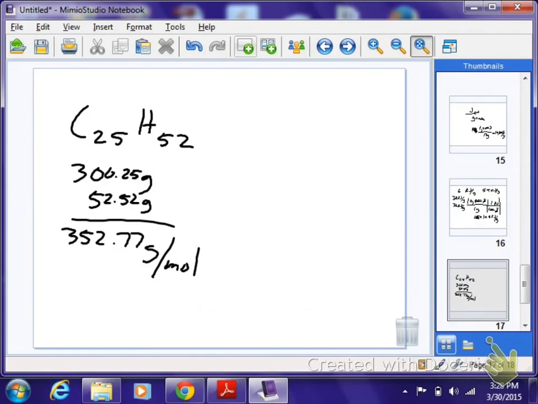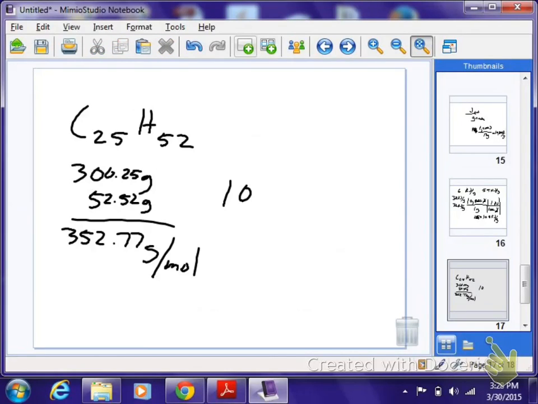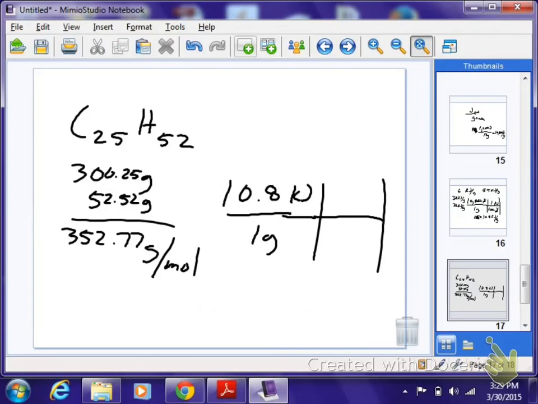Okay, so let me take my answer I came up with in the problem, which is different than yours. But my answer was 10.8, and this is what I'm going to do. 10.8 kilojoules per gram. One more conversion. What unit goes up here? Up above? Grams, good. And then down below, moles. So what numbers go in those two spots?